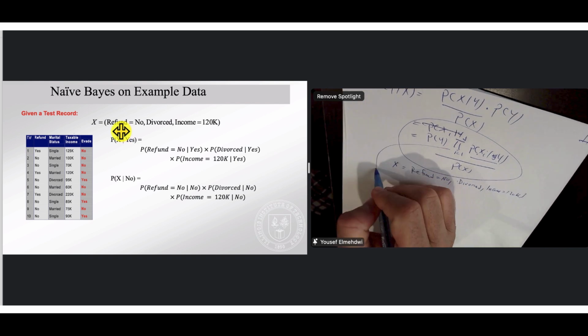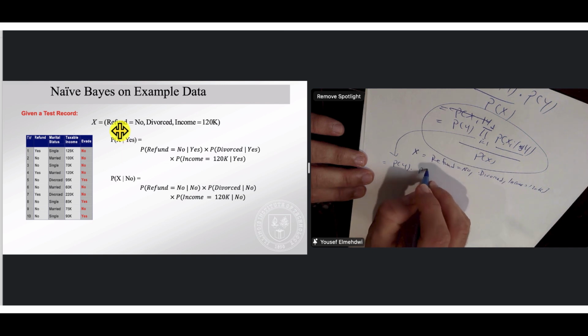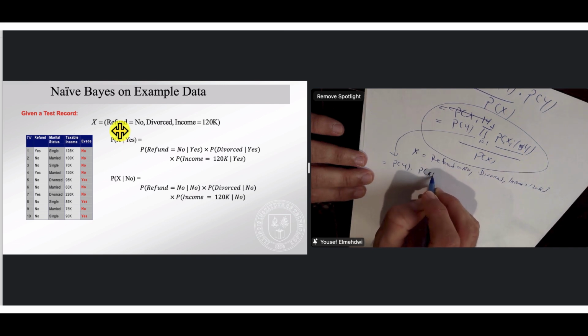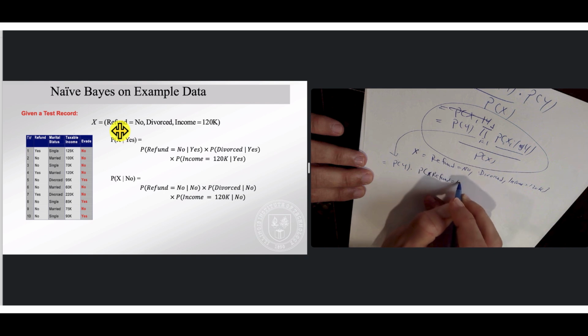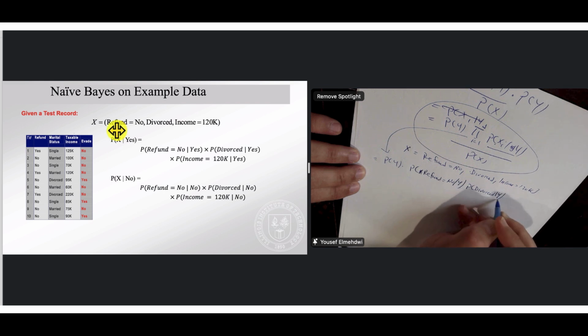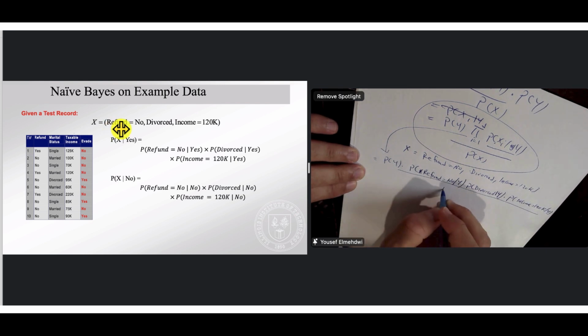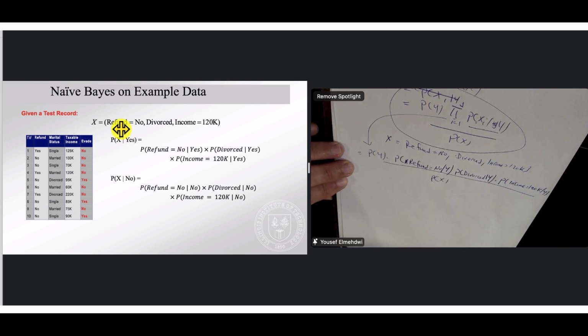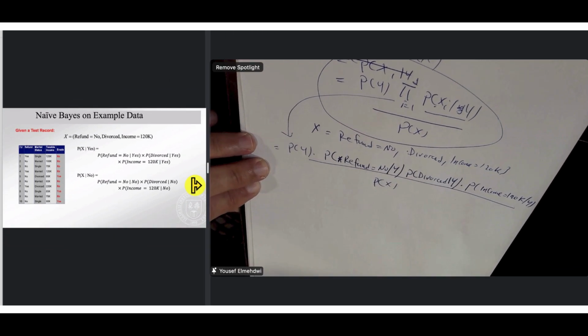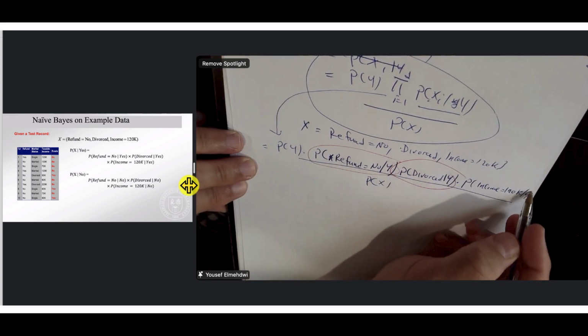In this case, the formula can be written as the probability of y times the probability of refund equal no given y, times the probability of divorced given y, times the probability of income equal 120k given y, divided by the probability of x. And that's what I need to compute. My job right now is to see how you can compute each of them.